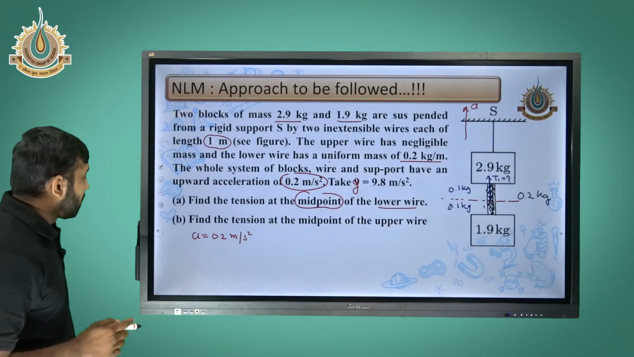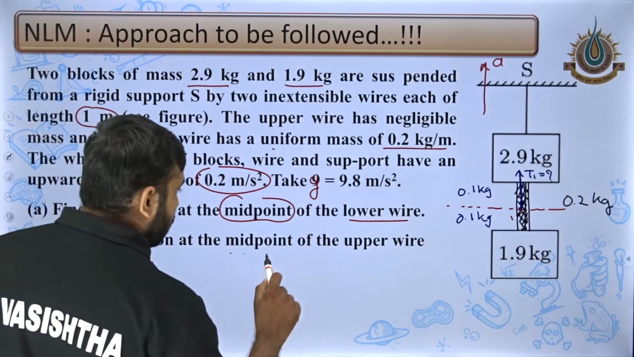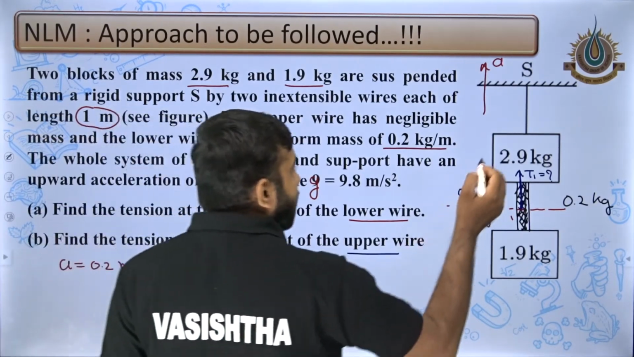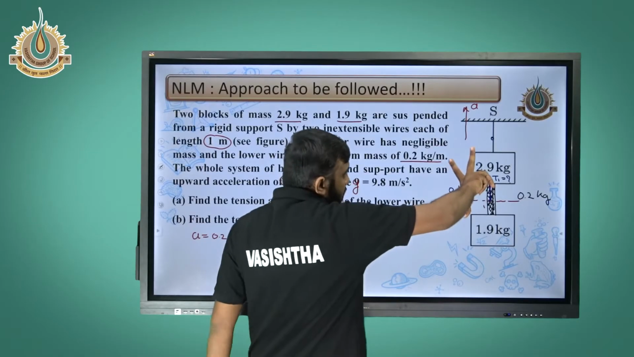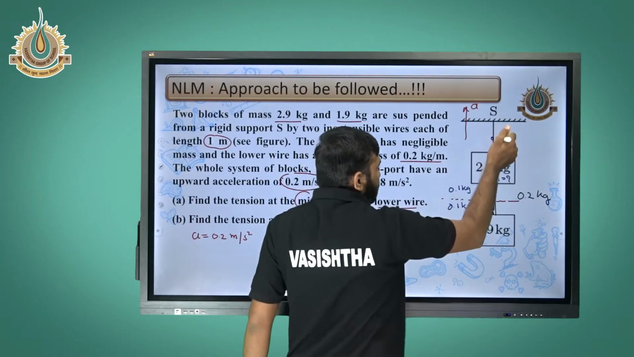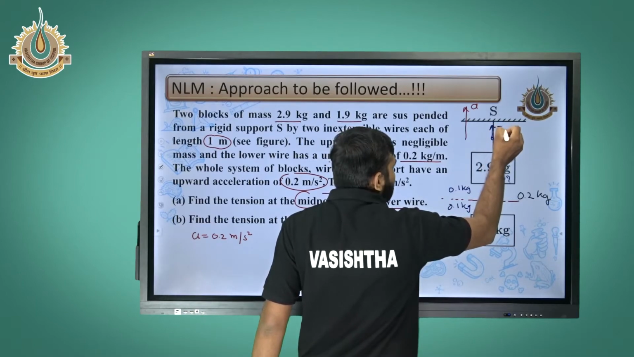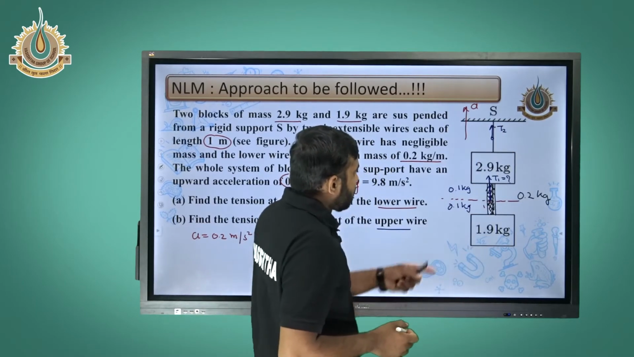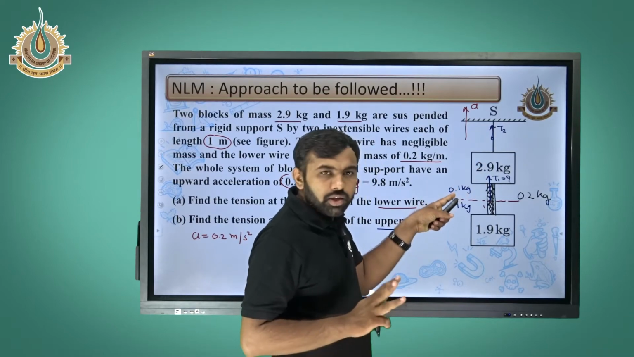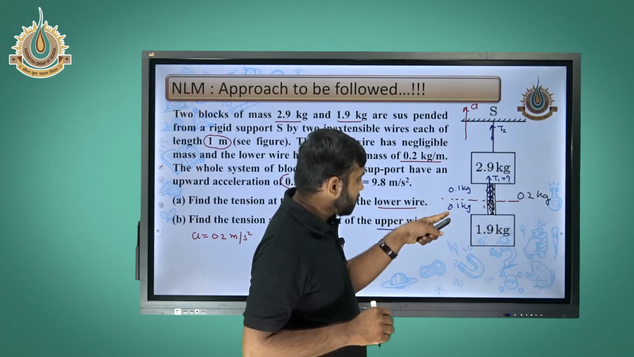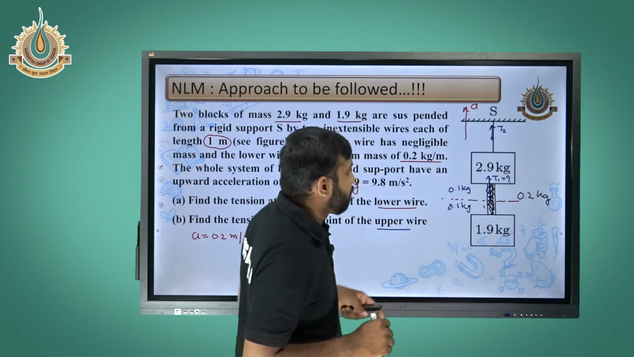So what is the second problem? Find the tension at the midpoint of the upper wire. So upper wire means at this point. But this mass is negligible, so the total mass is supported by this one. So here suppose you consider the tension T2. And what will the total mass be? 2.9 plus 0.1, that is 3 kg, 1.9 plus 0.1, that is 2 kg, so the total will be 5 kg.